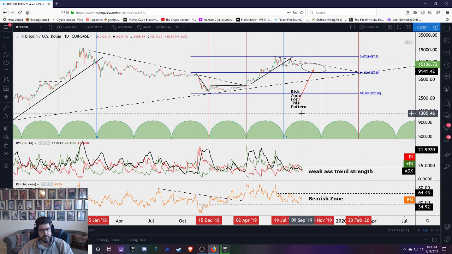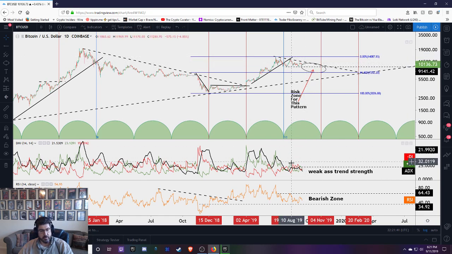So what I'm looking for is, I think we can just kind of ease our way. I put this as a risk zone for the pattern that we're on, and 108 days from now is going to be November 4th. So I don't know if this thing goes down and tests 9100 and kind of holds there, and goes sideways, and then we go sideways into this point and maybe break out on November 4th to the upside. Maybe we'll break out in the next couple of days.